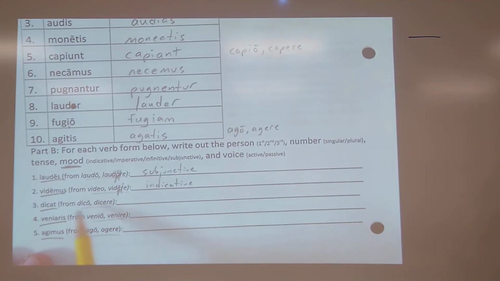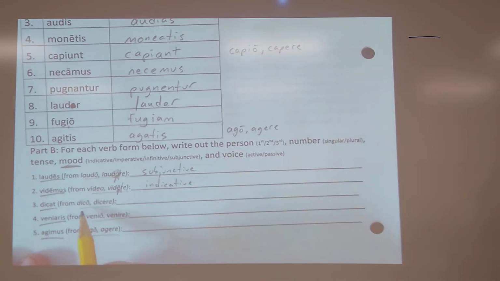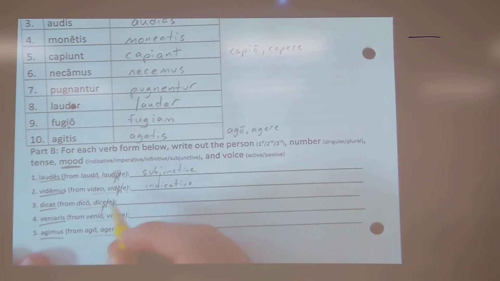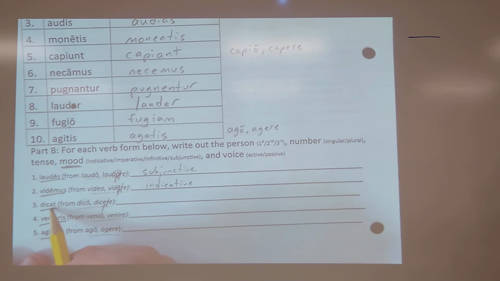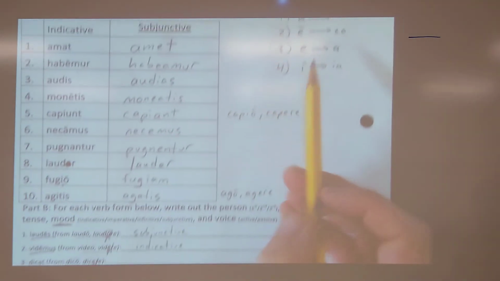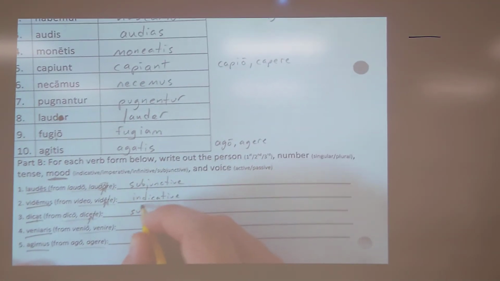Okay, do another one here. Dicat, from dico, dicere. Well, again, dico, dicere, chop off the re. You have a short E, but here you have an A. If you have a short E that turns into an A, you have subjunctive.